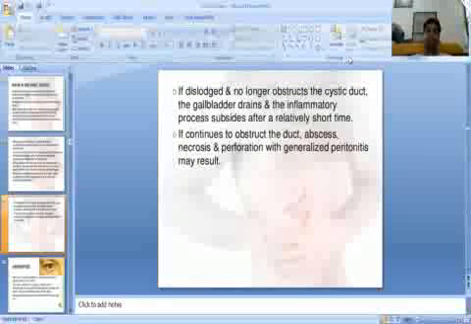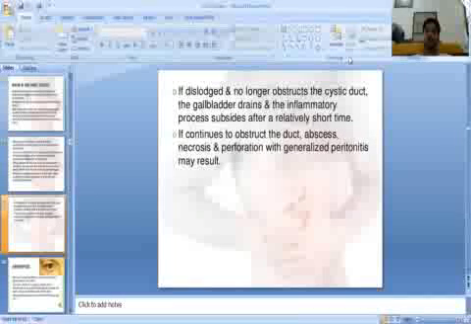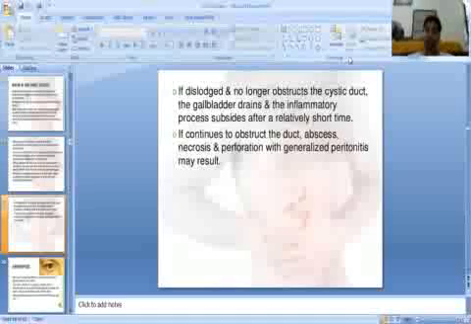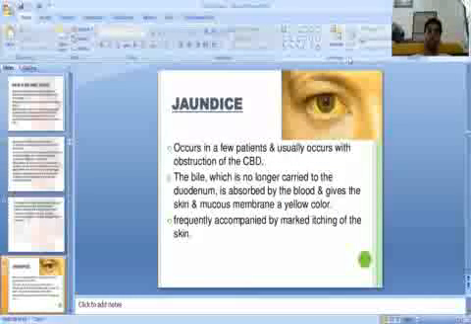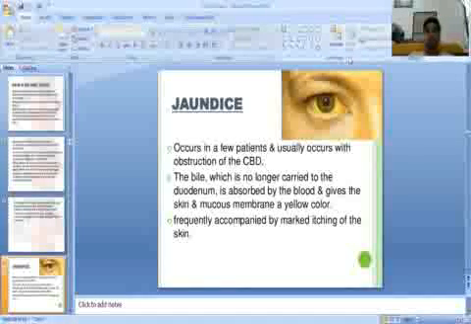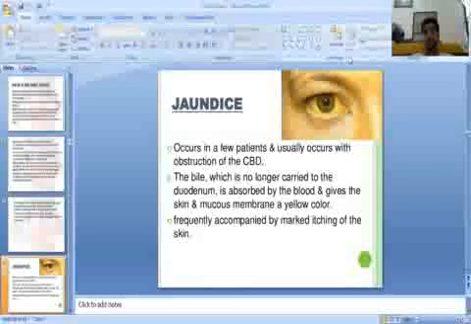If dislodged and no longer obstructing the cystic duct, the gallbladder drains and the inflammatory process subsides after a relatively short time. If it continues to obstruct the duct, abscess, necrosis, and perforation with generalized peritonitis may result. Other symptoms are jaundice. It occurs in a few patients and usually occurs with obstruction of the gallbladder and common bile duct.